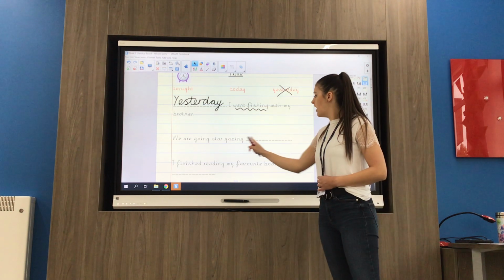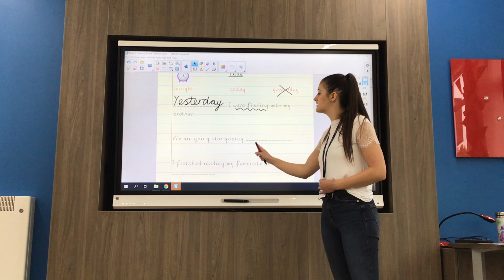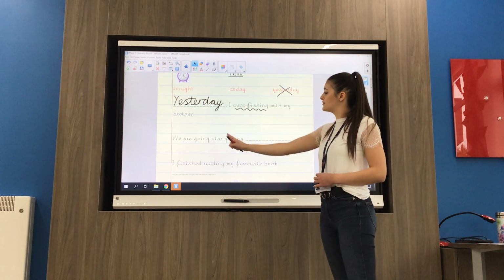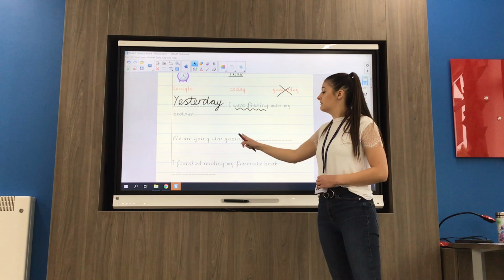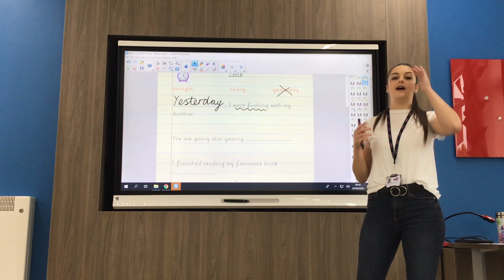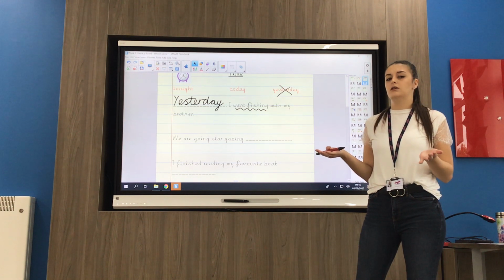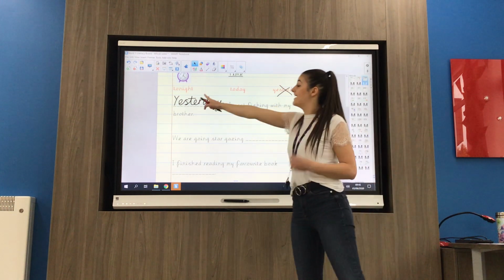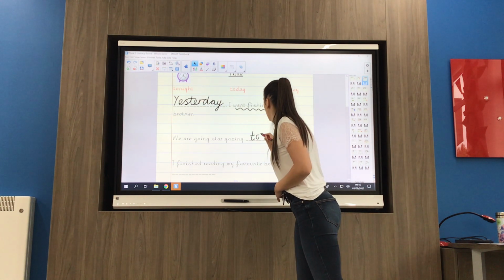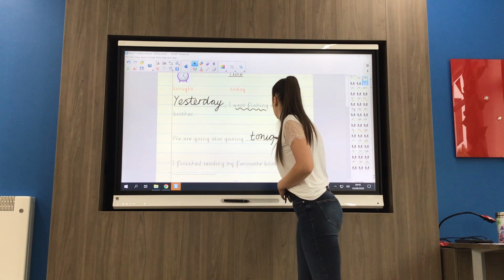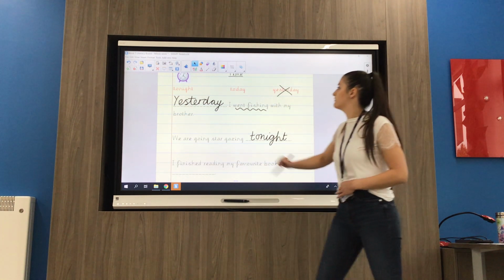We are going stargazing something. Right, so I've got we are going stargazing tonight or stargazing today. Now my verb is the gazing. You're looking at those stars. Now have a think, when do stars come out? And if you think it's night time, we need to use tonight because stars don't come out in the day. And I've got my full stop there, so I've used tonight.